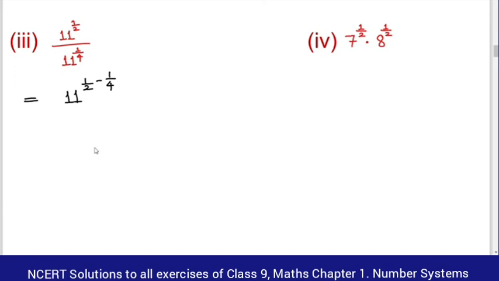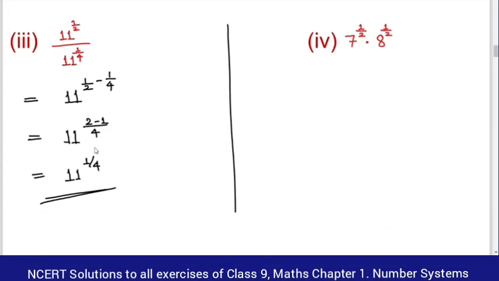Now third one, 11 raised to half by 11 raised to 1 by 4 is equal to 11 raised to 1 by 2 minus 1 by 4, which is equal to 11 raised to, LCM is 4, here 2 minus 1, then it is equal to 11 raised to 1 by 4. So which is the required answer.